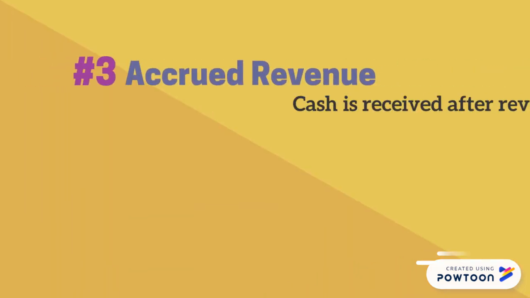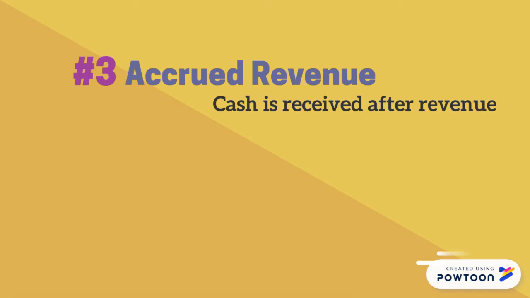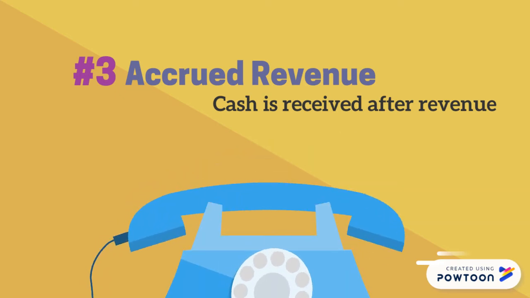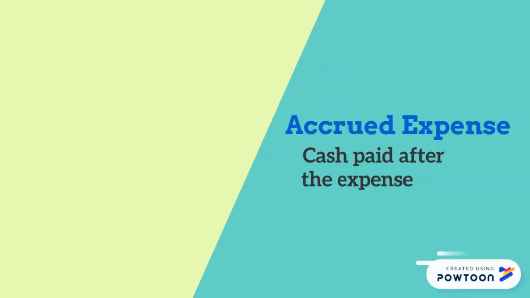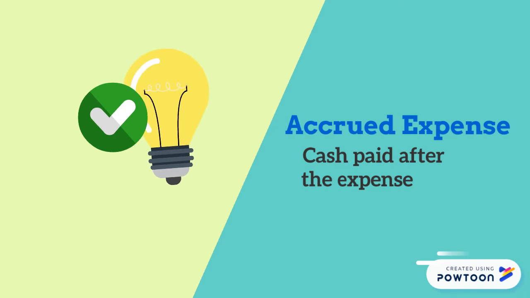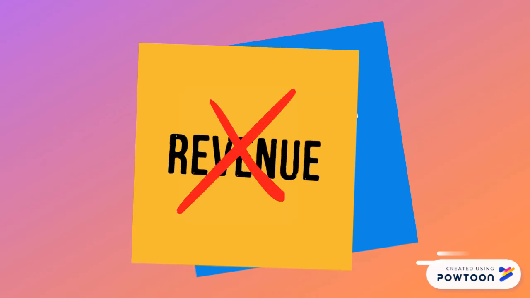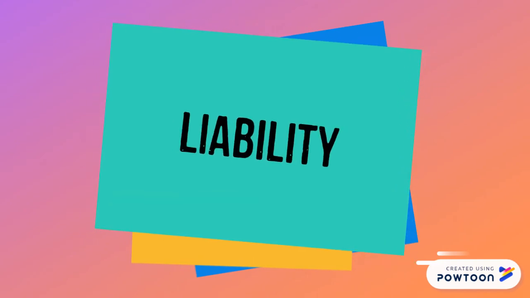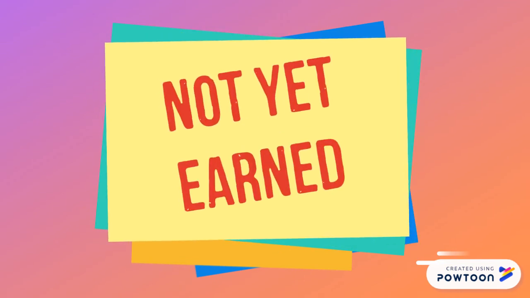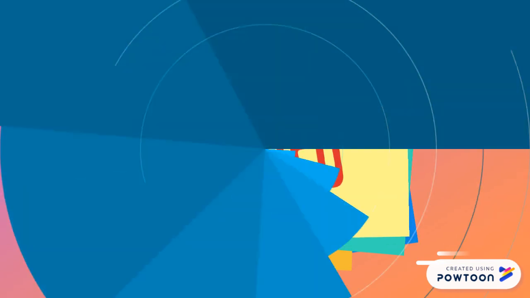Accrued revenue is when cash is received after revenue, such as a phone company receiving cash after a customer has made calls and accessed the internet. An accrued expense is when cash is paid after the expense. This can include electricity that is used and then paid for at the end of a period. Under the accrual basis, cash inflow into the business must not be recorded as revenue, instead recorded as a liability. This is because the business has not yet earned the cash.